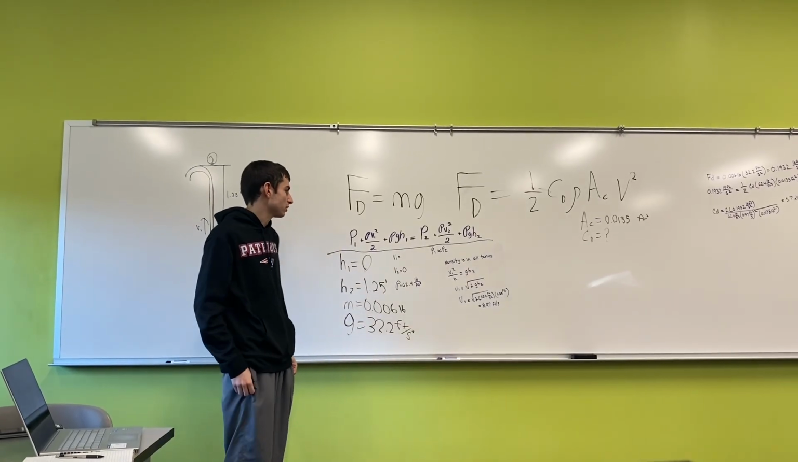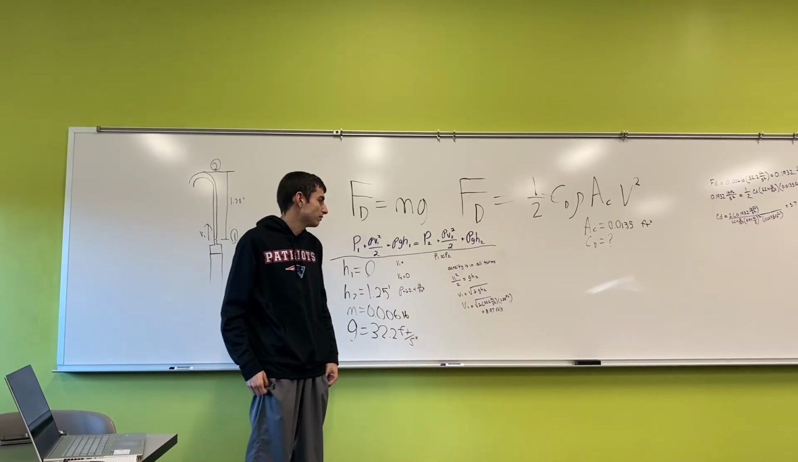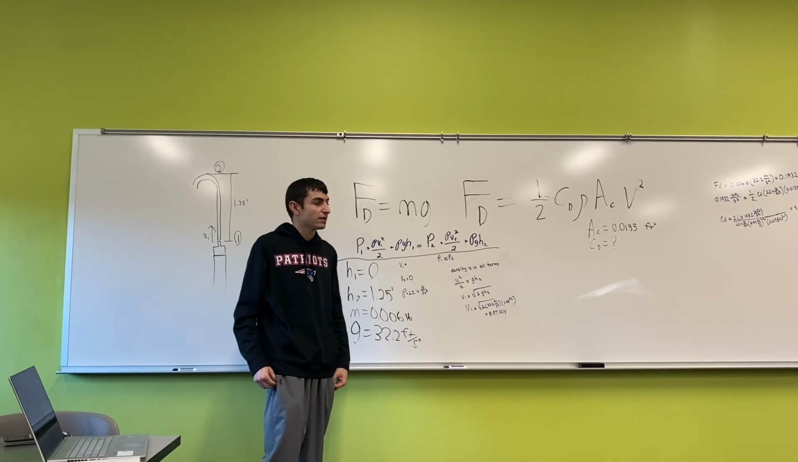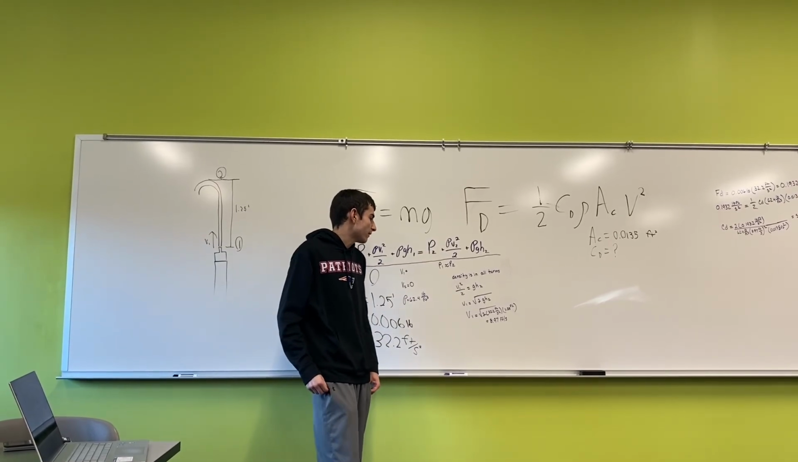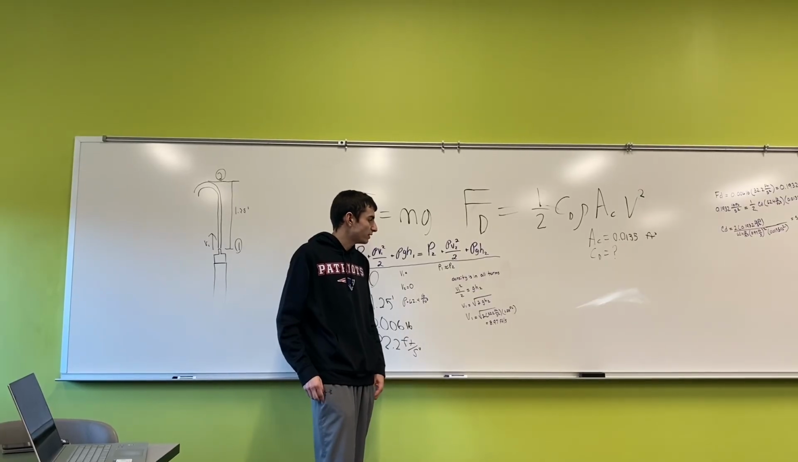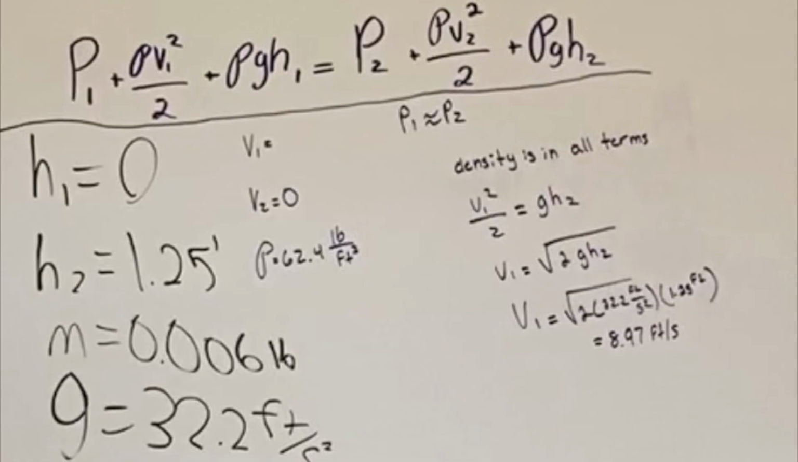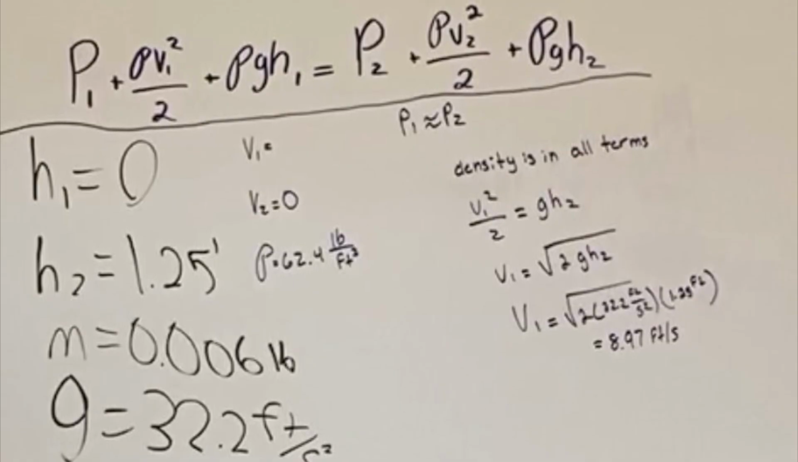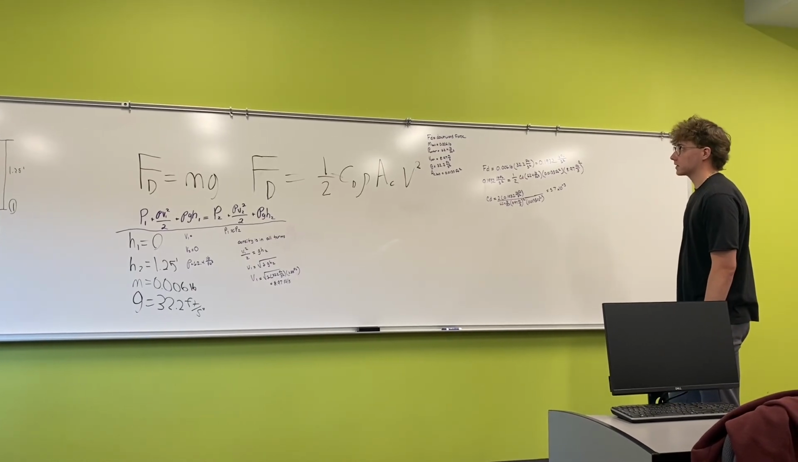Solving through for that, let's get velocity isolated. You have the velocity being equal to the square root of 2 times the gravity times the height of the second point. And working through that equation, you're going to get a final velocity of 8.97 feet per second. So these calculations were done using the ping pong ball because that worked better than the styrofoam ball.